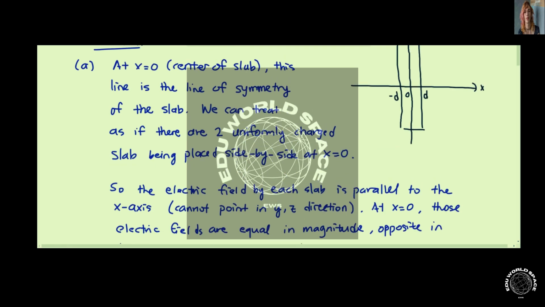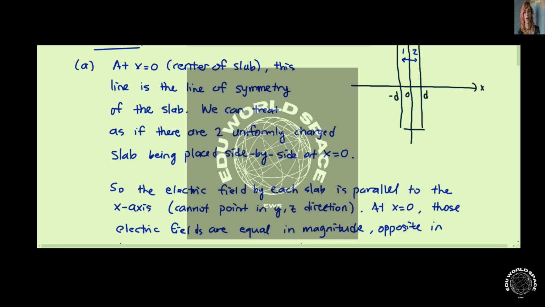So what I'm saying is that I'm treating this as two slabs placed side by side at x equals 0. Slab 1 generates a field pointing to the right, and slab 2 generates a field pointing to the left. You add these two up along the x equals 0 line, and it gives you 0 everywhere at x equals 0. Another way to say it is that it's 0 by symmetry, which is the same as treating this as two separate slabs.